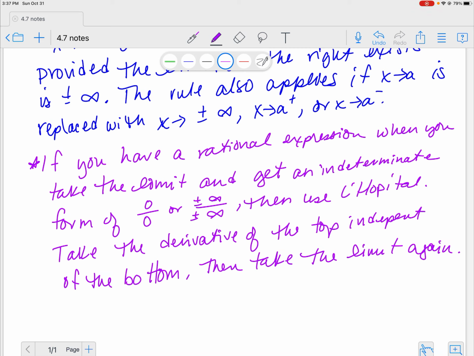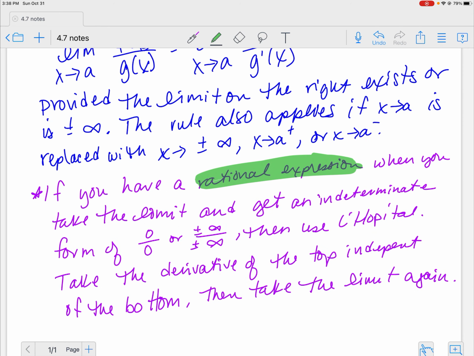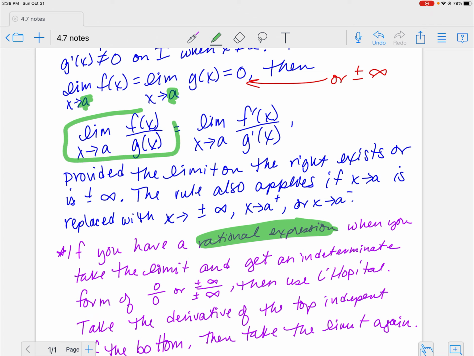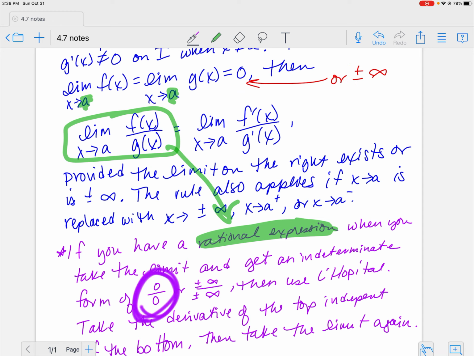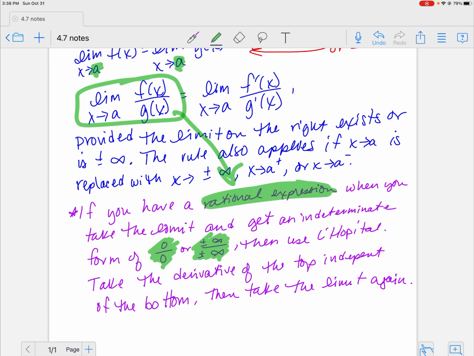That's the layman's version of L'Hopital. So let's hit some key points. First of all, in order to do L'Hopital, it has to be rational. If it's not rational, it's not L'Hopital. So look at what's happening here. This is a rational expression. It has to be a rational expression in order to use L'Hopital. That's just how that is. So when you take this limit and you get this indeterminate form, 0 over 0 or positive or negative infinity over infinity, of whatever kind, then you use L'Hopital.